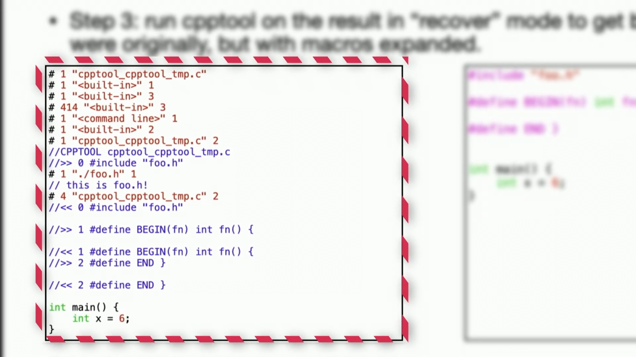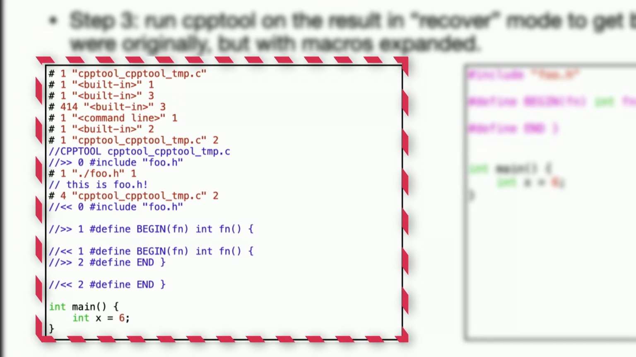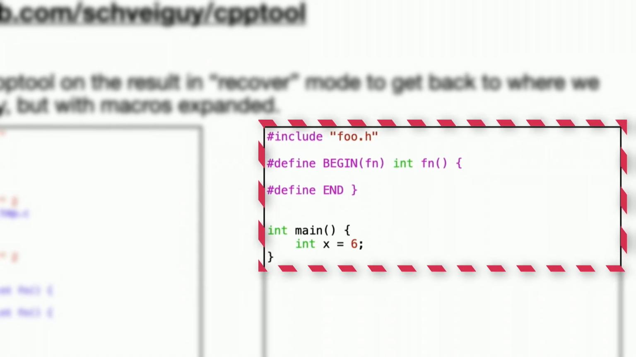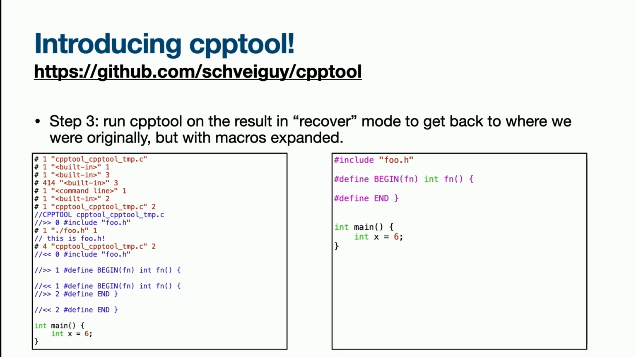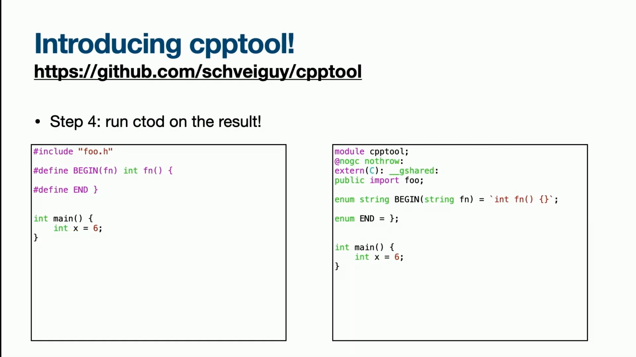Finally, the second step is I take this garbage and run my tool in recover mode, which reads all those comments and turns it back into this. So this is still C code, but my CPP tool has basically got back to where I was, but with the macros expanded. That's all it does. Finally, we can run ctod on it. I can cut out that junk, the begin and end junk, which obviously doesn't mean anything. And I get my main file, so I'm good, right?